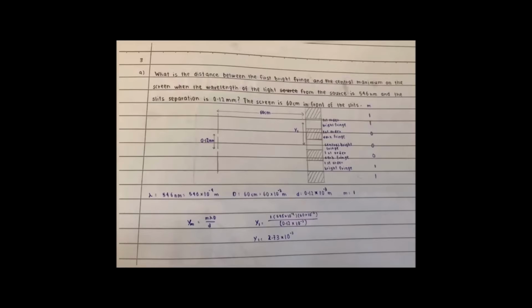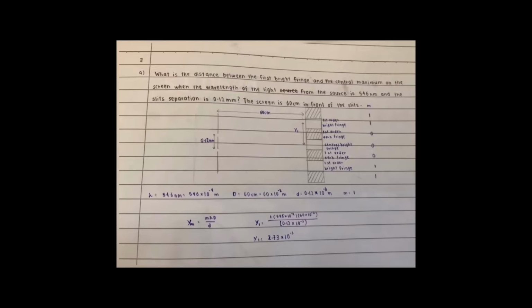Question 3a. What is the distance between the first bright fringe and the central maximum on the screen when the wavelength of the light from the source is 546 nanometer and the slit separation is 0.12 millimeter? The screen is 60 centimeter in front of the slits. So from the question, we can determine the wavelength, the distance between the slits and the screen, and the slit separation.